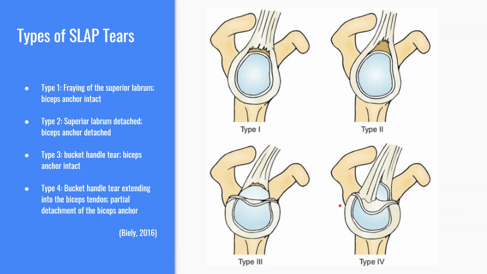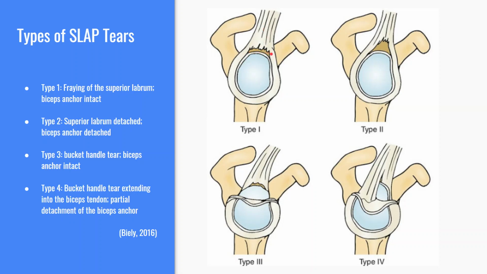So the big one, SLAP tears, right? Let's go through the types of SLAP tears that you can have. Types 1 through 4, ranging from fraying of the superior labrum to a bucket handle tear extending into the bicep tendon, and then a partial detachment of that bicep anchor. So if you look at number 1 here, right, everything's still intact.